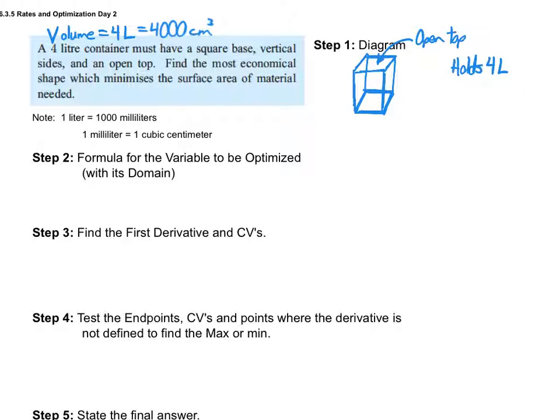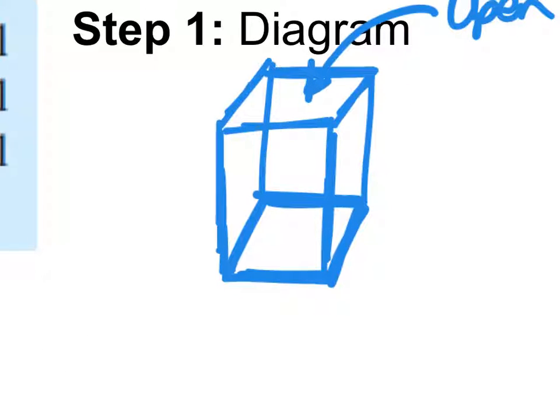So, we want the formula for the variable to be optimized, but there's one more thing about this picture that we could identify, and that is that the bottom is square, but we don't know how tall it is, right? So let's go ahead and label this. I'm going to make these both x, just so that they're both the same length. And then what do you want to call this side? Q. Sure. Okay. Q. It won't be around very long anyways. That's okay. All right. So here we have x, x, and q.